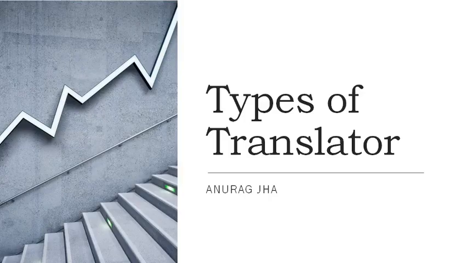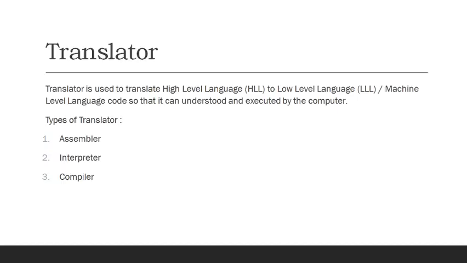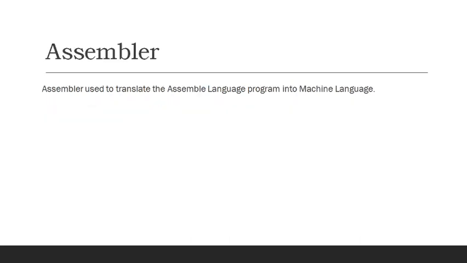Then we are having the option of translator. Translator is used to translate high level language to low level language, that is machine code. Here high level language can be assembly language or can be anything. Types of translator: assembler, interpreter, compiler. Assemblers are used to translate assembly language program into machine language.